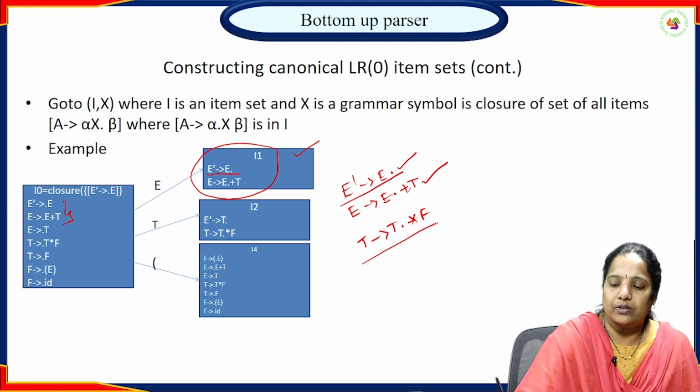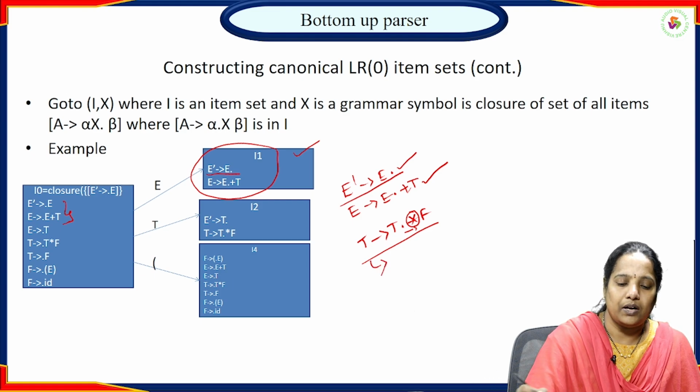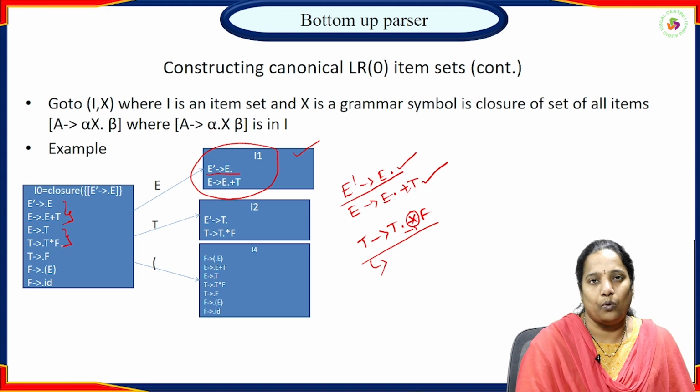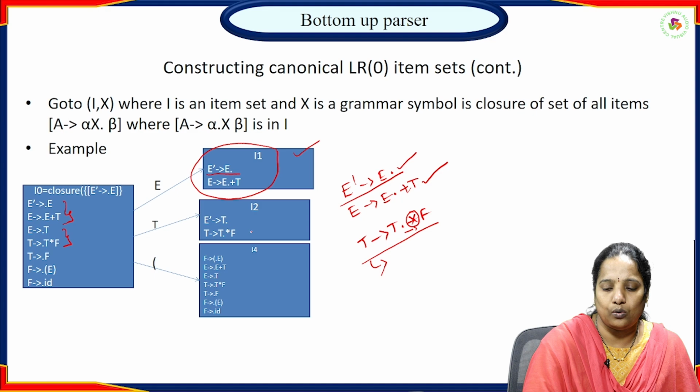When we observe this one, dot is followed by which symbol? Here it is a star, nothing but a terminal symbol. Nothing will be added to this. And we need to verify any other production where dot is followed by T. No, only two productions are there. For those two productions, we have moved the dot over T.